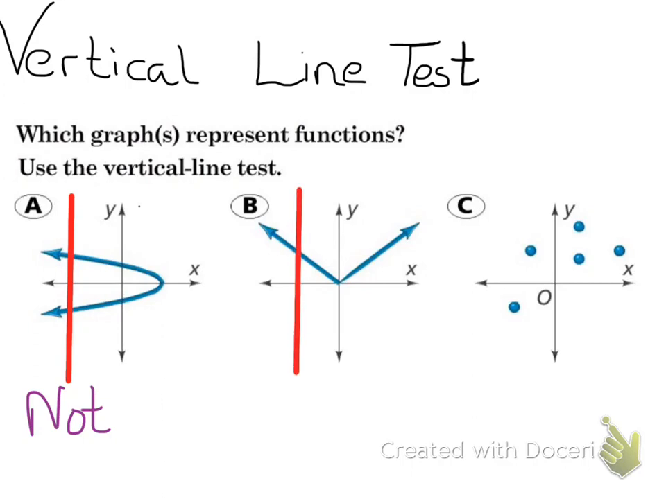If I draw this vertical line at any point on graph B, there is no point where that vertical line that I drew in red touches the blue line, which is the graph, in more than one spot. So this is a function.